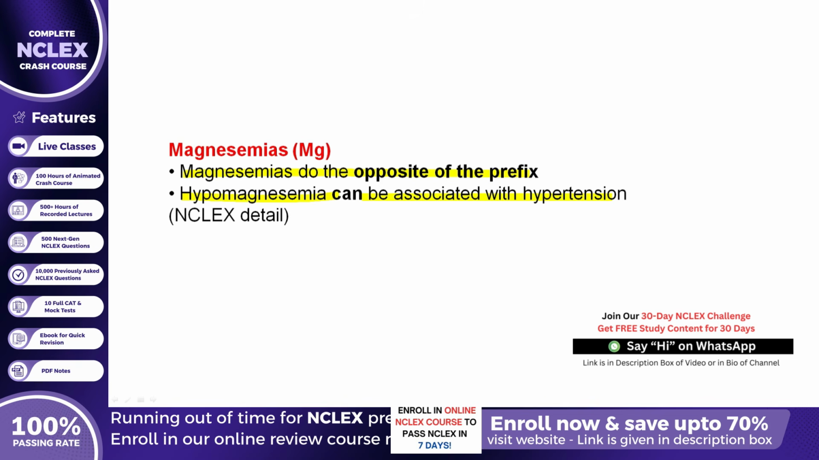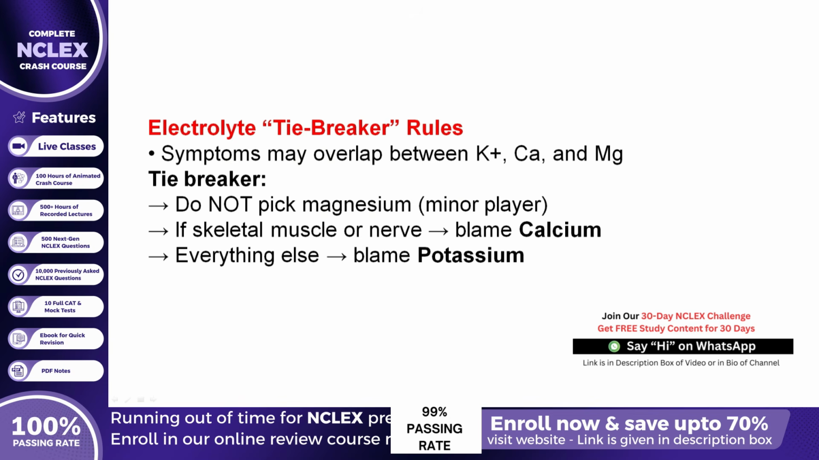Symptoms may overlap between potassium, calcium, and magnesium. Tiebreaker. Do not pick magnesium because it is the minor player. If the problem involves skeletal muscle or nerve, attribute it to calcium. Everything else you should attribute to potassium.